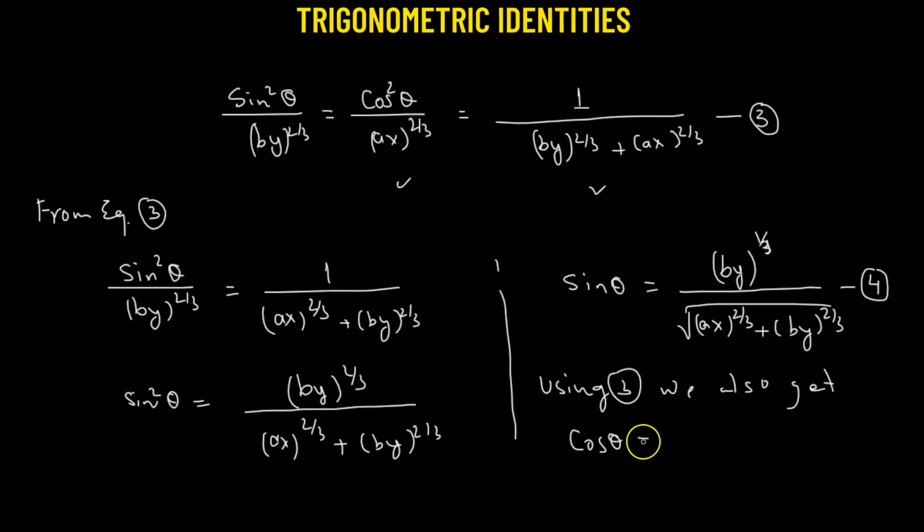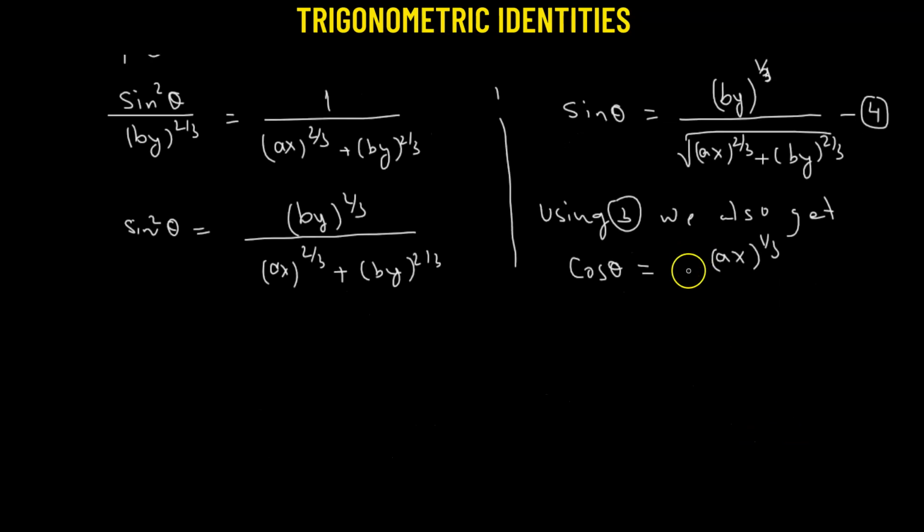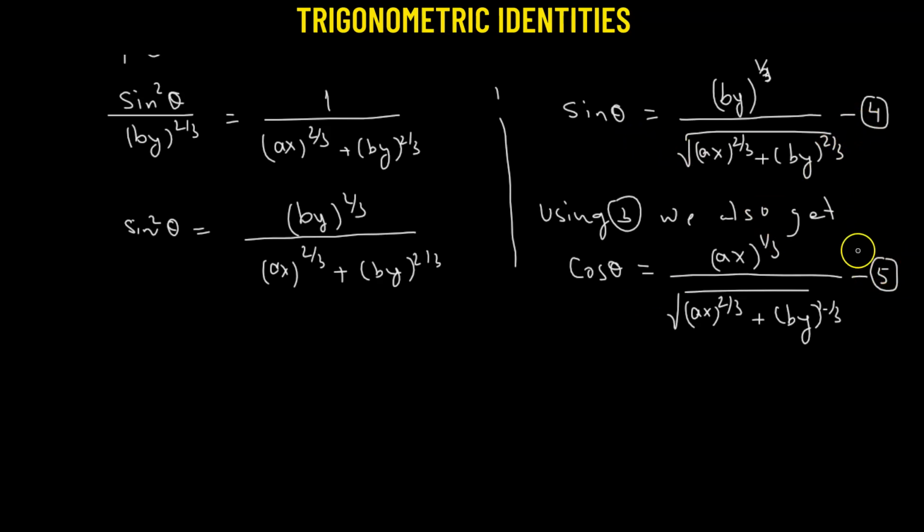So we have cosine of theta, which will be given by (ax)^(1/3) divided by the square root of (ax)^(2/3) + (by)^(2/3). Let this be equation number 5. So we've successfully obtained the values of sine theta and cosine theta. Now we will go back to equation number 1.